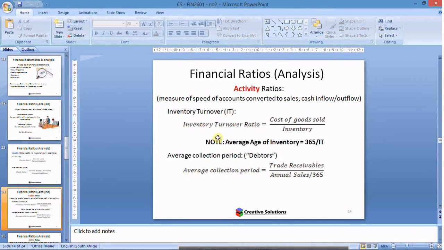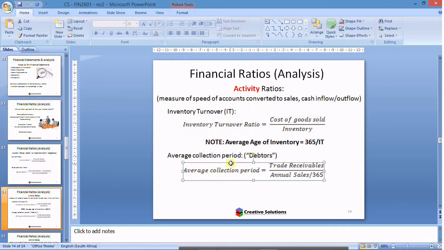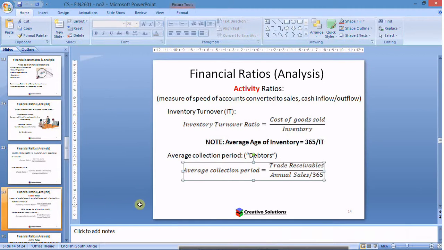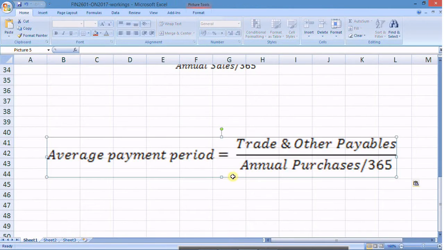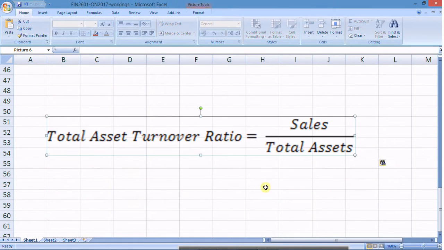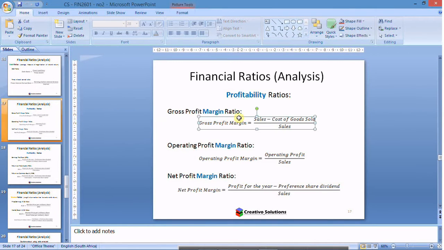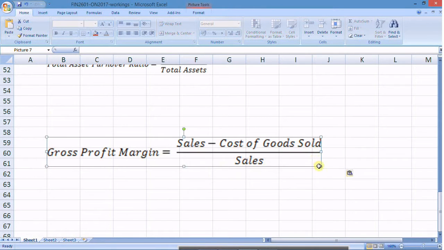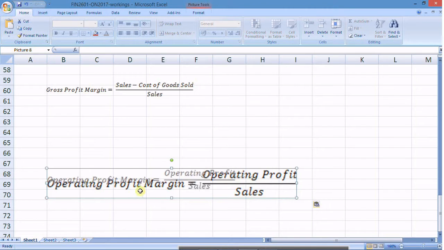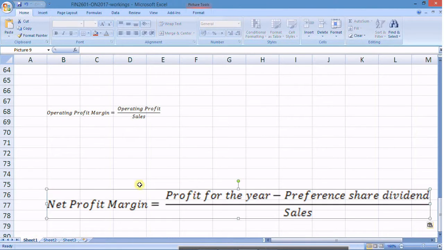What is the next one? Inventory turnover. So they're following the order here. And then average collection period. It's still correct there. Then it's average payment period. Still in line. Then total asset turnover. Gross profit margin. Those are the profitability ratios. Operating profit margin. Net profit margin. Return on assets.